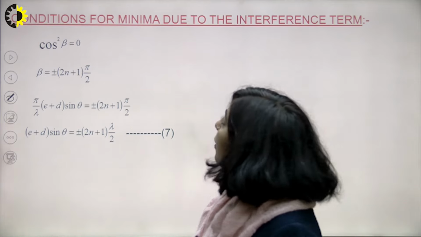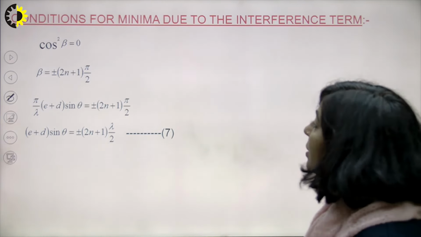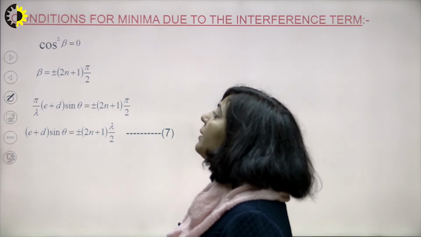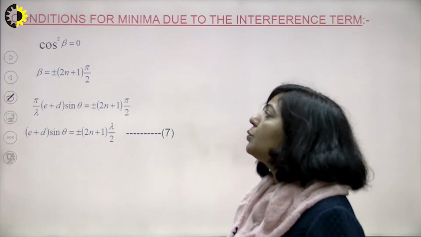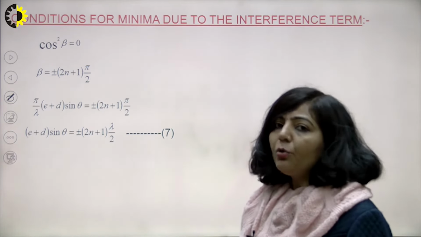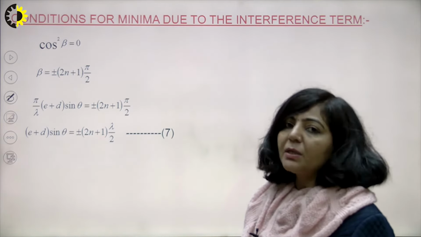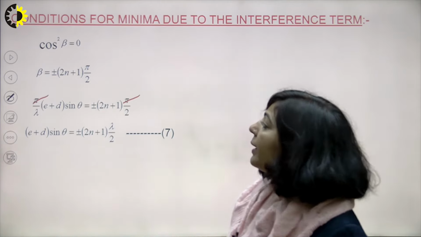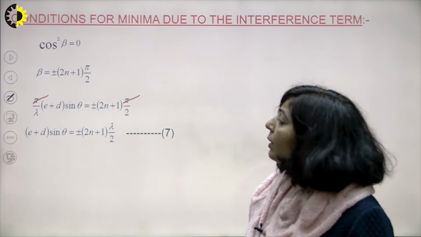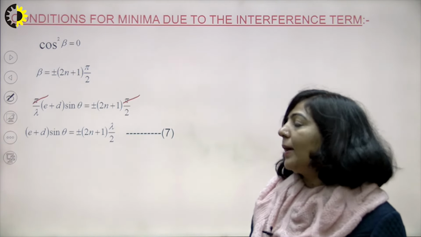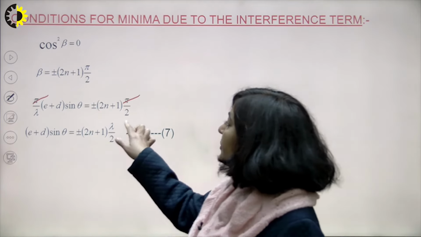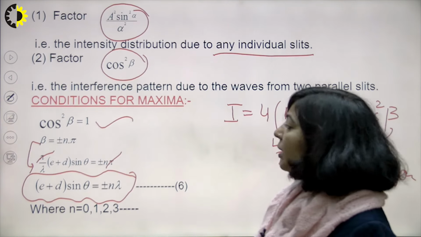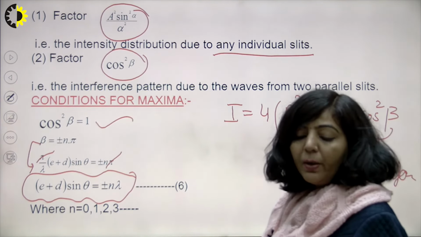And for the condition of minima according to the interference term, cos square beta should be equal to 0. So the condition for minima is beta equal to plus minus (2n plus 1) pi by 2. Beta is pi by lambda into (e plus d) sin theta, so after substitution pi cancels and you get (e plus d) sin theta equal to plus minus (2n plus 1) lambda by 2. This represents the condition of minima, and equation number 6 represents the condition of maxima.